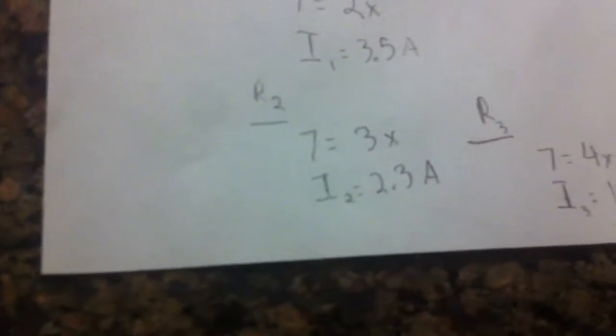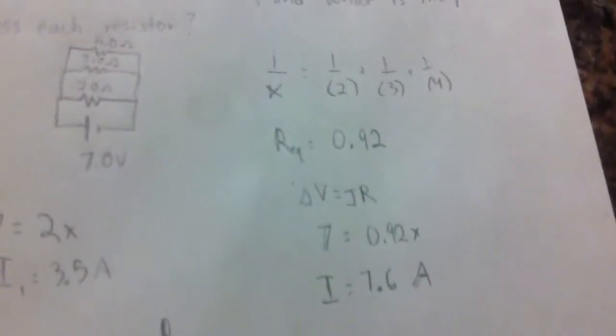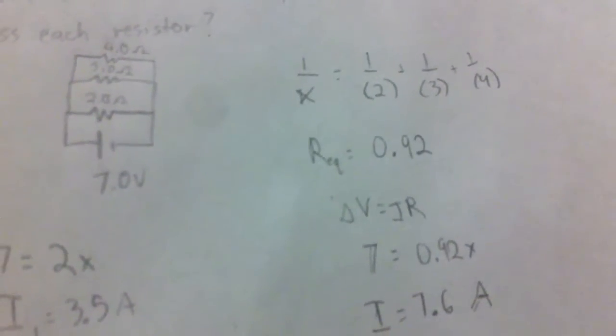And there we have it. Those are our three currents for our resistors. For the first resistor, we have a current of 3.5 amps. The second resistor, a current of 2.3 amps. And for the third resistor, a current of 1.75 amps. And our total equivalent resistance is 0.92 ohms.